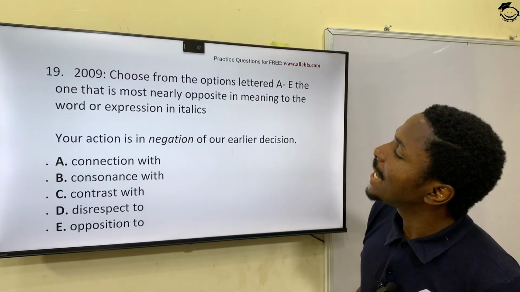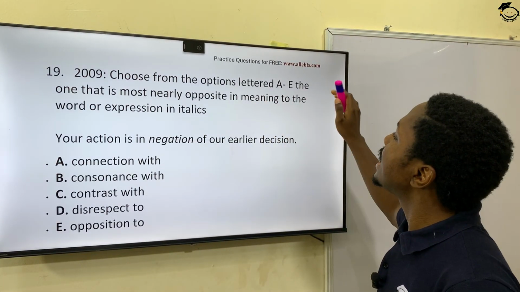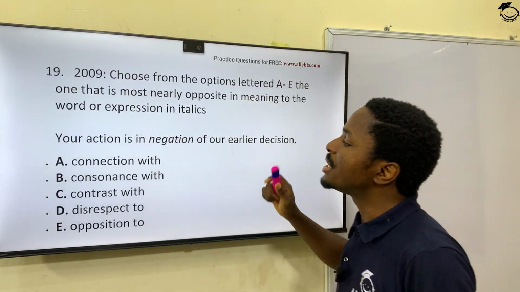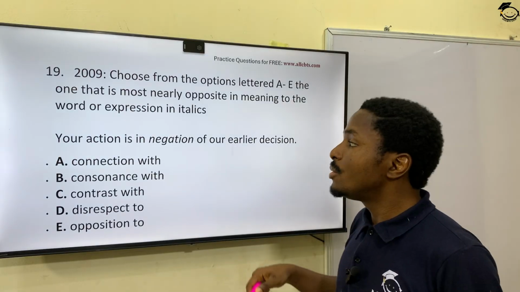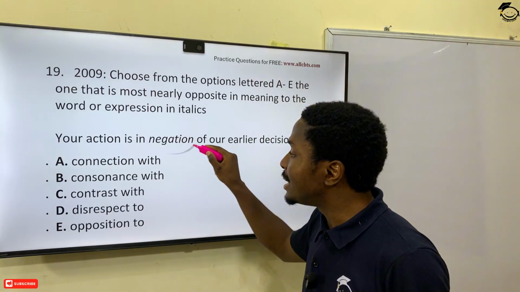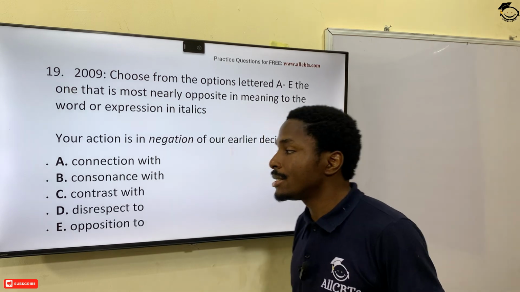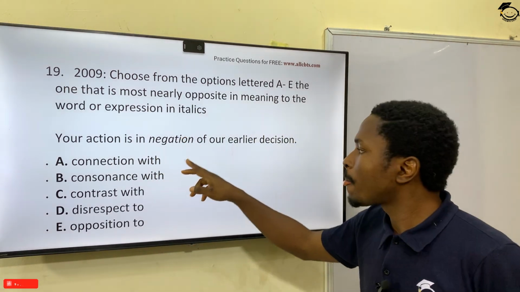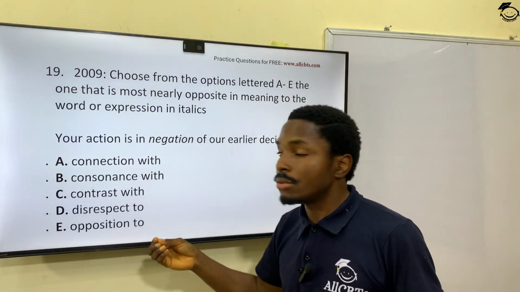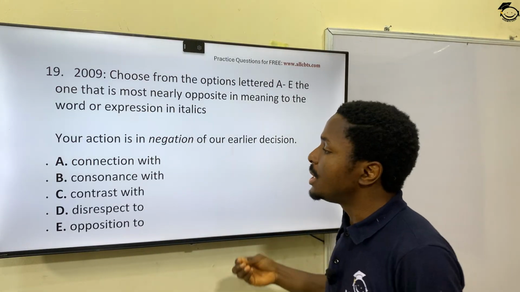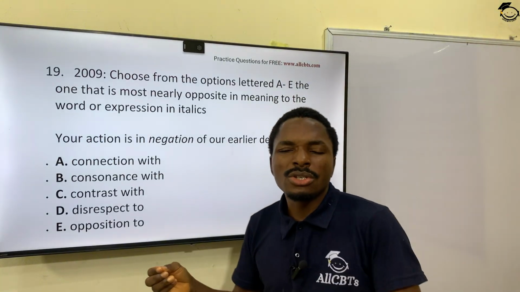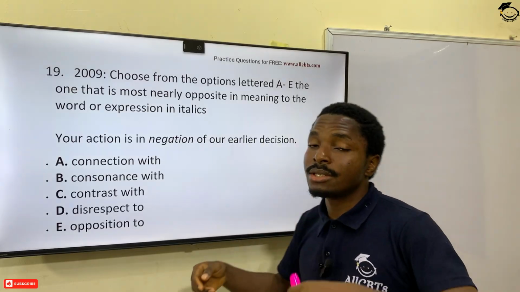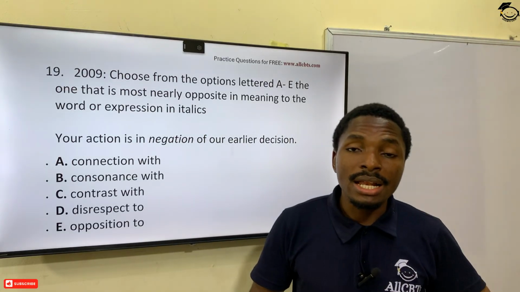2009, question 19. Choose from the options A to E the one that is most nearly opposite in meaning to the word or expression in italics. What is italics? A word that is slightly bent like this is in italics. So your action is in negation of our earlier discussion. What is negation? Something that opposes what was said earlier in this context.